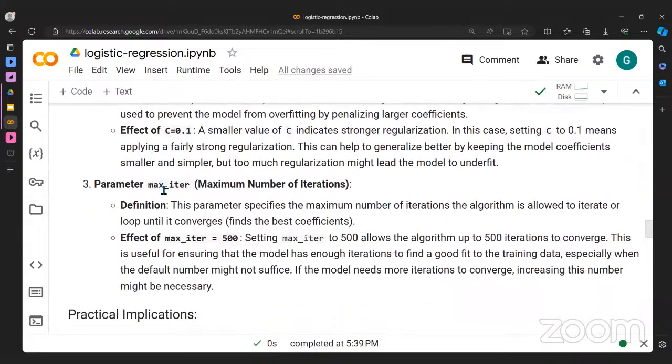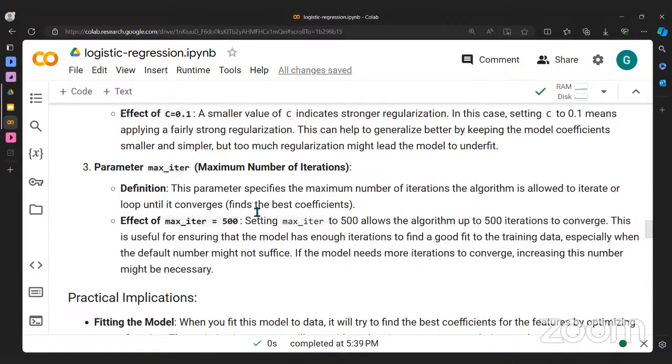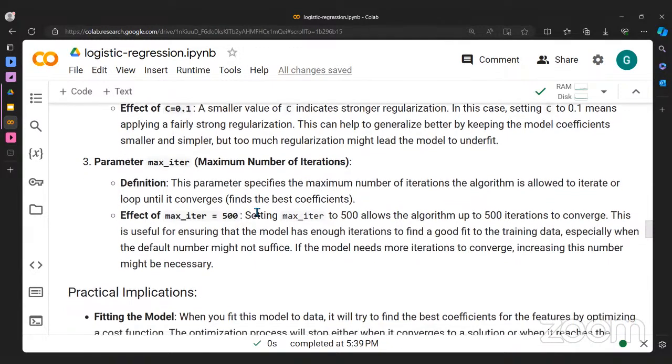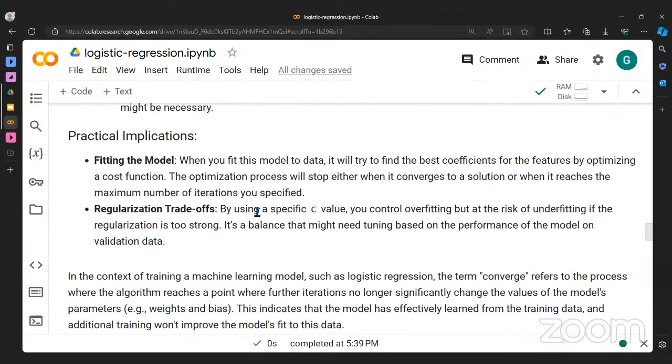We all know what max iteration does. It is just a way of helping the model iterate several times before it converges, so that it will train better, right? So the larger it is, the better the model trains on the data before the point of convergence. I'm actually rushing because of time.